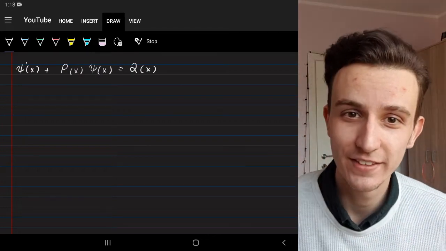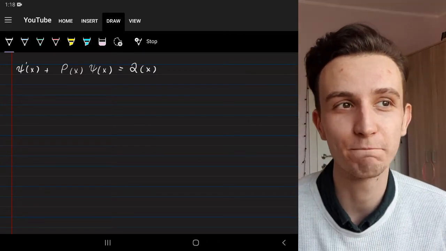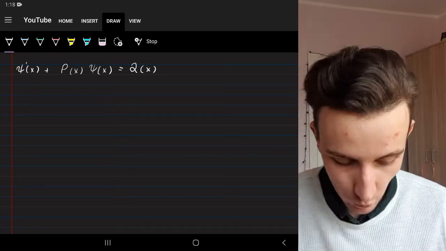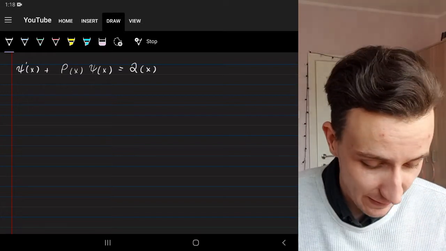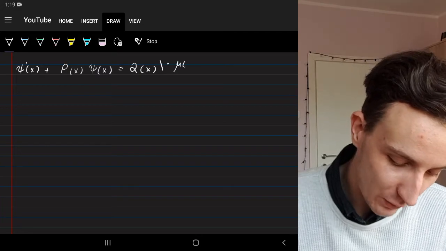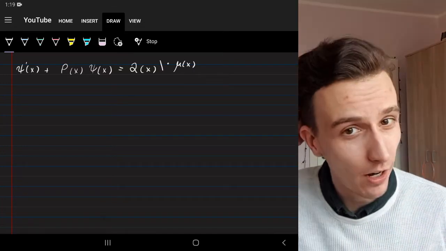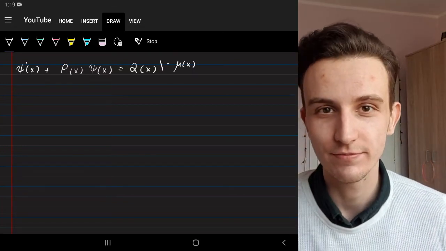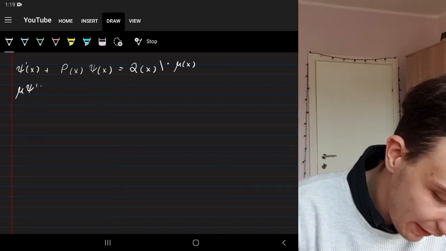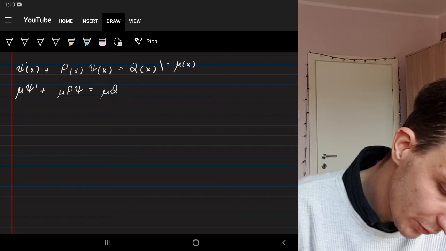Hello friends. Today we've got a quickie, a calculus trick that we need to solve a little first order ordinary differential equation, as we can see in front of us. Calculus trick is really nice, really smooth. We're gonna multiply the whole equation by an arbitrary function mu of x. You know we like our arbitrary functions here, right? So we're gonna have mu psi prime plus mu p psi equals mu q.